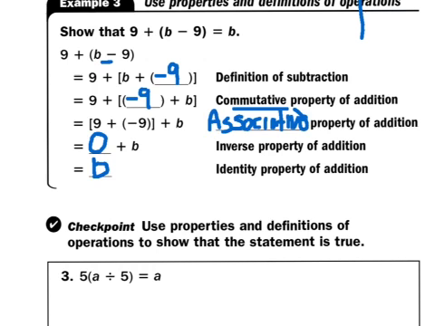And then 0 plus b from the identity property is just b. Now, this is a very complicated example of this. I really don't expect you to be able to do this just because it's not really necessary. So you don't have to finish the checkpoint at the bottom. Just go ahead and leave that blank. And that's the end of this video.